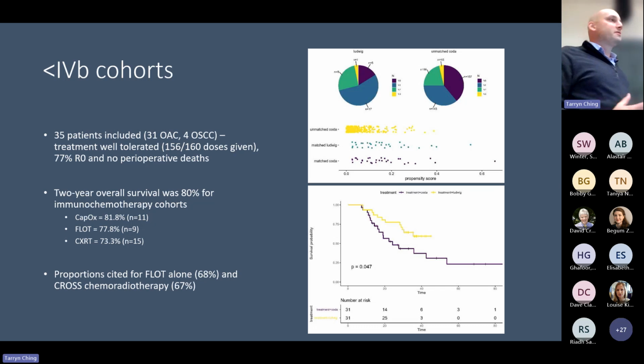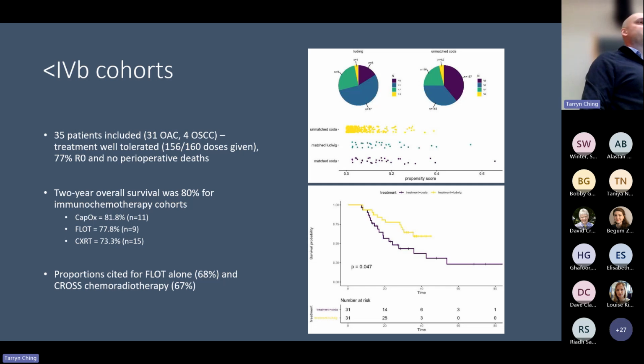So obviously, as a surgeon, I'm much more interested in the surgical cohorts. So these are the up to stage 4B group. And we had 35 patients that went through those treatment pathways. In general, treatments were well tolerated. We didn't have any particular safety concerns at trial. A lot of the patients we recruited were stage 3 disease, as we'd expect.